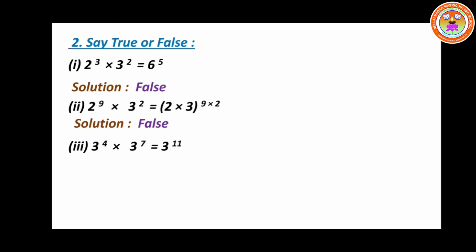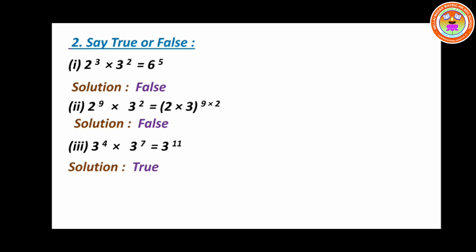Subdivision 3. 3 power of 4 into 3 power of 7 equal to 3 power of 11. What is the answer, children? Yes, it is true because the base is the same, so you can add the powers. So 4 plus 7 you will be getting 11. So 3 to the power of 11. So the solution is true.